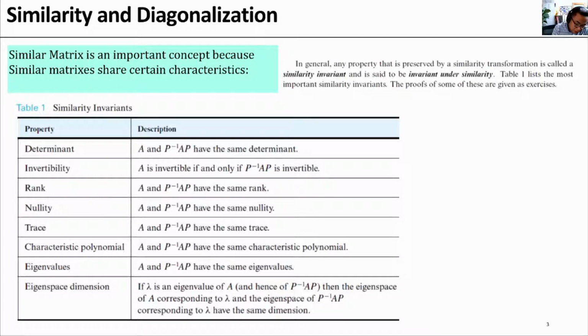Now, when we can convert a matrix A to a matrix B through similarity transformation, then both matrices A and B share certain characteristics. These characteristics, preserved through similarity transformation, are called similarity invariant. These properties are invariant, or in other words, the properties are invariant under similarity transformation. So, what are the similarity invariant properties?